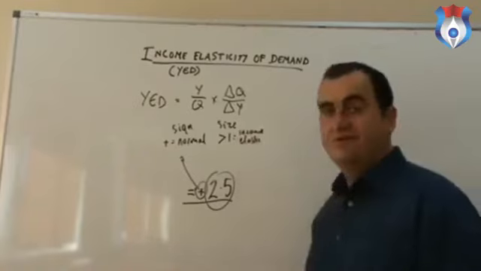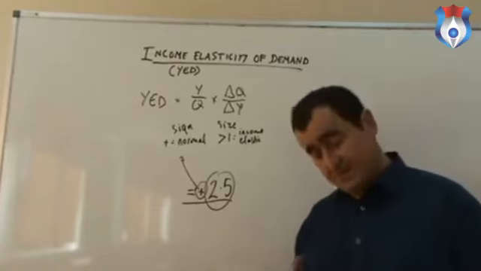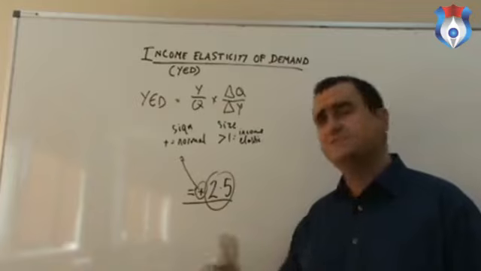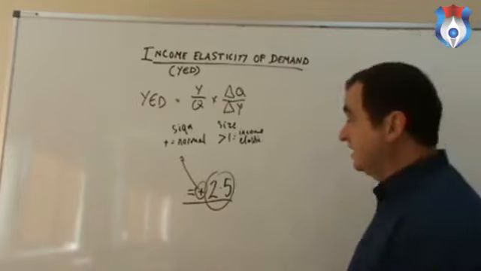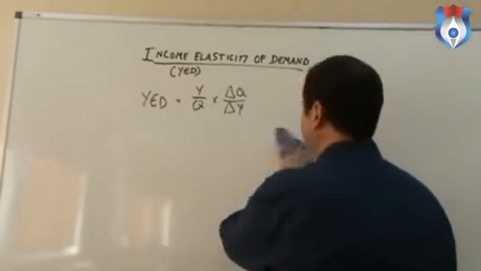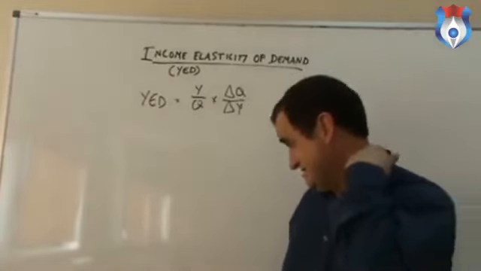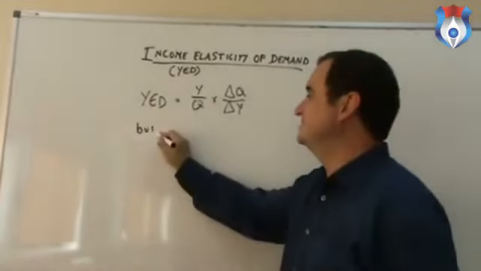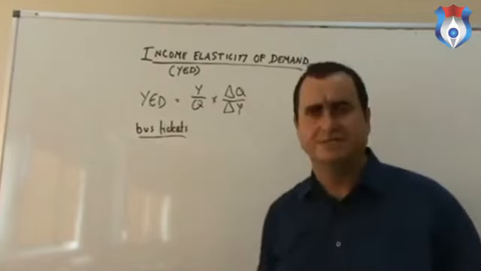In fact, for every 1% change in my income, I got a 2.5% rise in the demand for this good. But let's imagine that at the same time as my increasing demand for steak, I also used to buy bus tickets. Sorry, it's a boring example, but it's Friday morning and I'm just too tired to think of anything better.